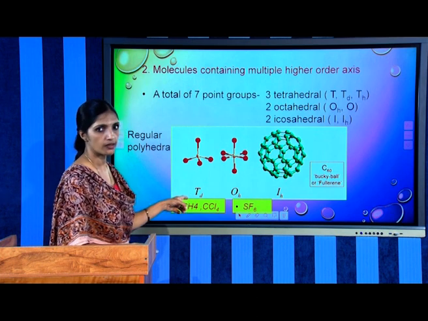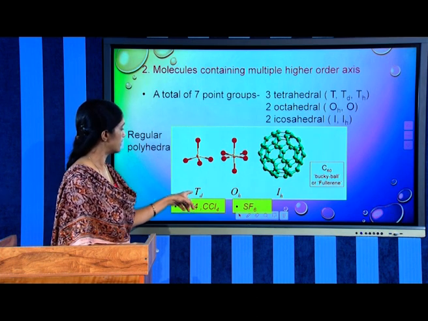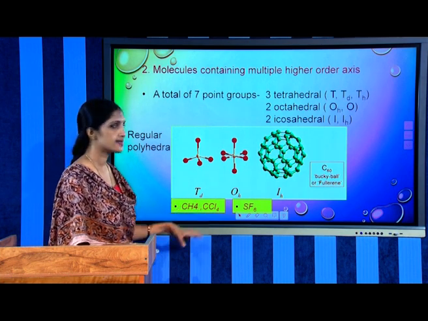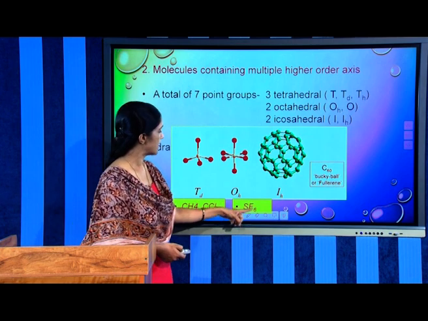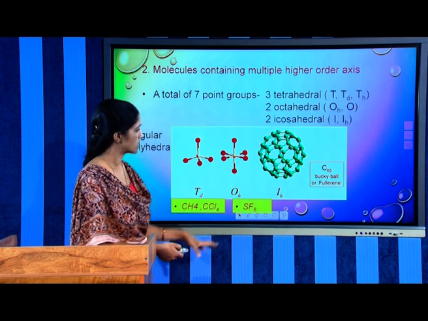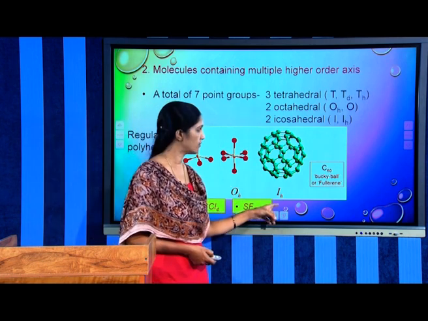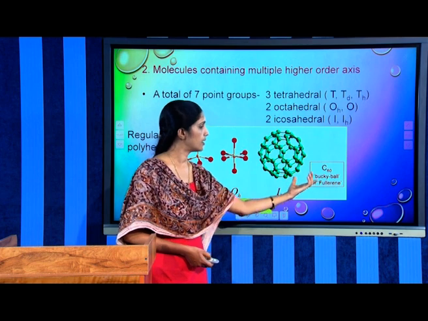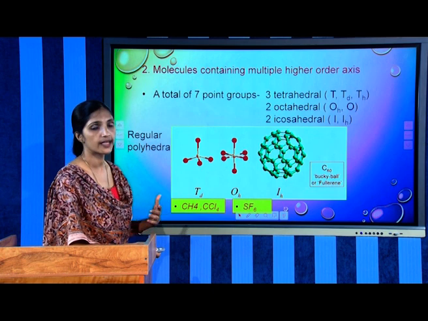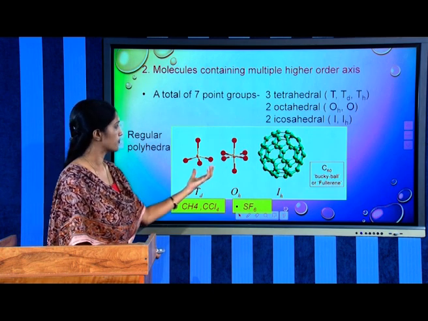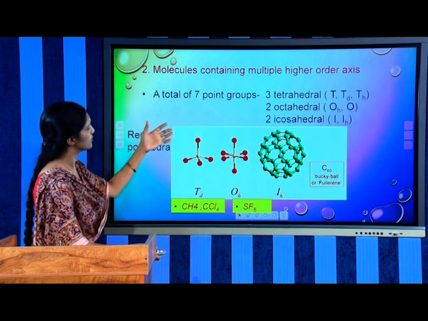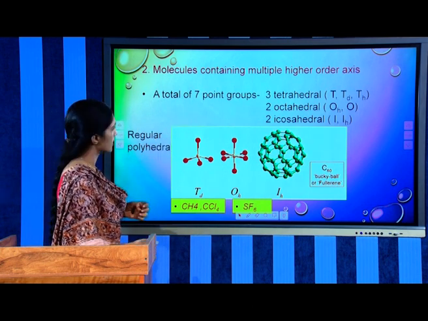This is the tetrahedral molecule, which falls under the category Td. Examples are CH4 and CCl4. And here you can see SF6, which is an octahedral molecule, falling under the category Oh. And here there is an icosahedral one, whose example is Buckminsterfullerene, or we say buckyball, C60. It is a ball-like structure. So, these are polyhedra which fall under this category.